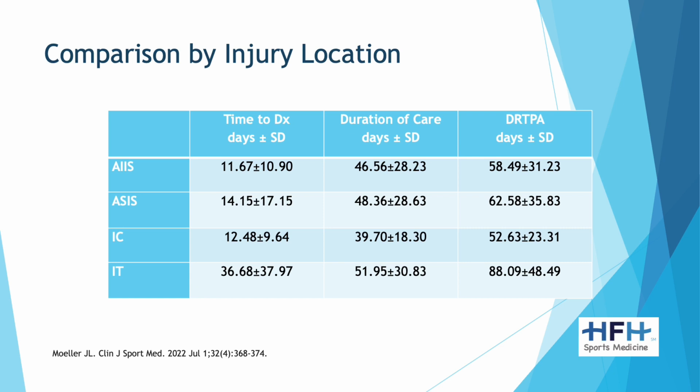And you can see that when you look at the AIIS, the ASIS, and the iliac crest, the average time to diagnosis was relatively short in comparison to the ischial tuberosity. Again, the duration of care we spoke about earlier, but when you consider the duration from the time of the injury event itself to the time that they were cleared for return to play, it was roughly 2 months in most cases, but the ischial tuberosity was nearly 3 months before clearance for return to play activities. And this stood out, and this difference was statistically significant when you compared it to the other locations.